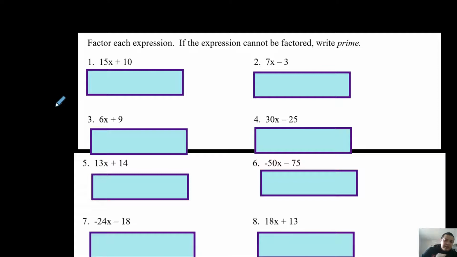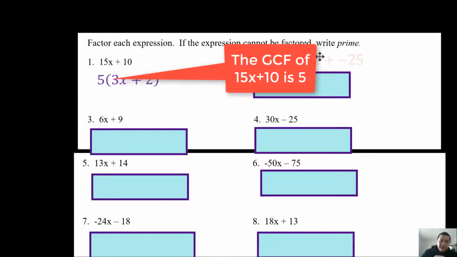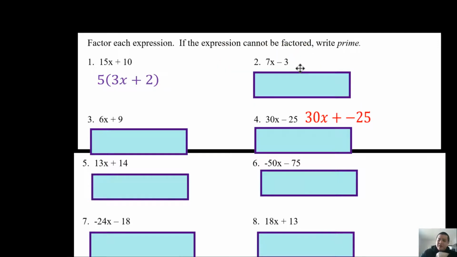Okay. So here, I'll do a couple of them with you guys. 5x plus 10, the greatest common factor of that is 5. So what we have is 5 times x plus 2. Here we have 7x minus 3. We can say that this is prime, and we know this is prime because 7 and 3 do not share any common factors.